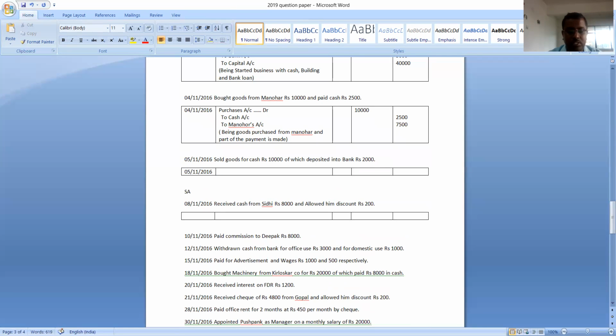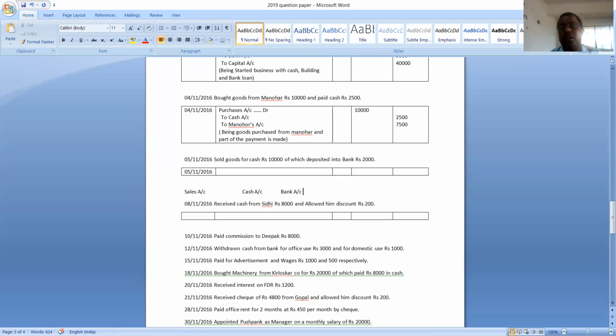Sold goods means one is which account? One is sales account. You sold it for cash, so another account is which account? Cash account. So entire cash have you retained with the business? No. Out of which 2,000 is deposited into bank. So another account is the bank account.